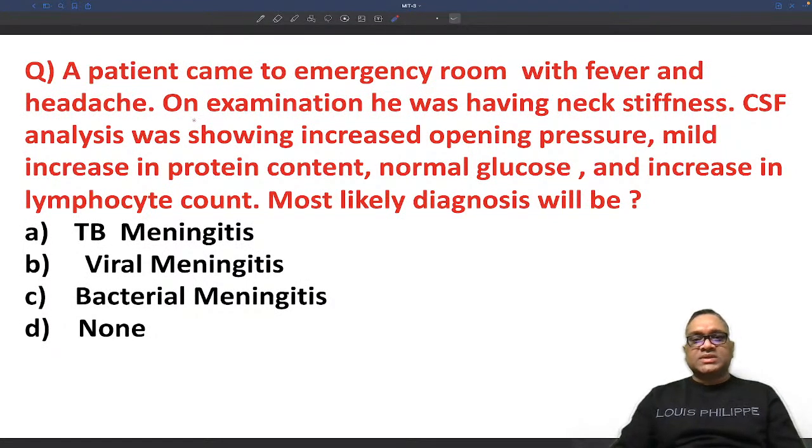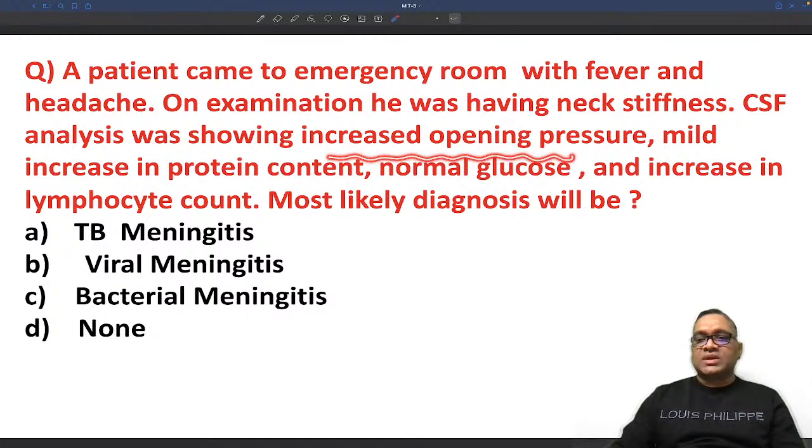A patient came to the emergency room with fever and headache. On examination, he was having neck stiffness, and CSF analysis was showing increased opening pressure, mild increase in protein content, normal glucose, and increase in lymphocyte count. Most likely diagnosis? Easy question because one option is none. Tell me, what should be the right answer here?